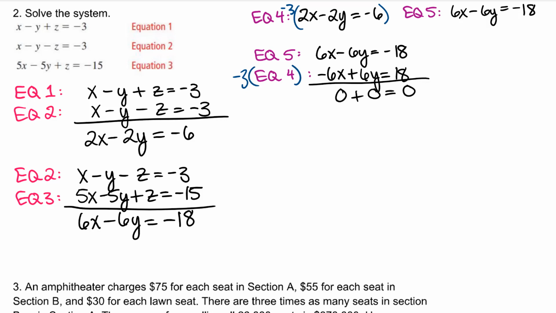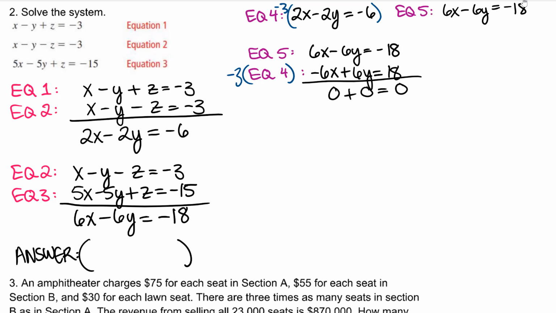Zero plus 0 equals 0. So anytime all your variables eliminate, you either have infinitely many solutions in the form of a line or no solution, depending on whether the statement is true. Is 0 equal to 0? Yes, then we have infinitely many solutions. So let's write our solution in general form in terms of x.